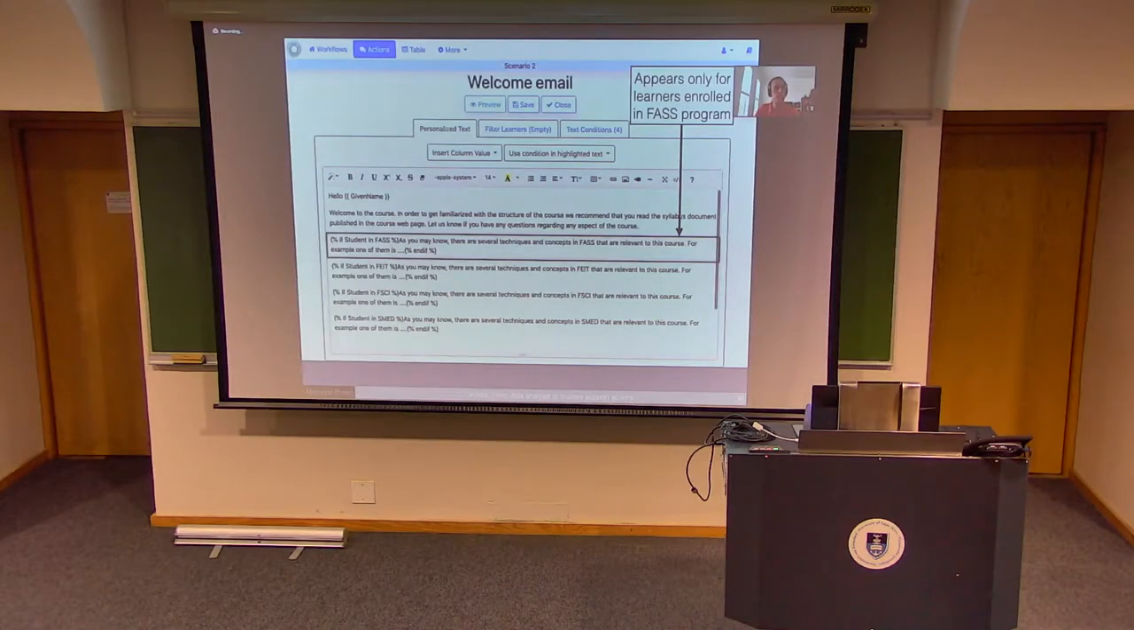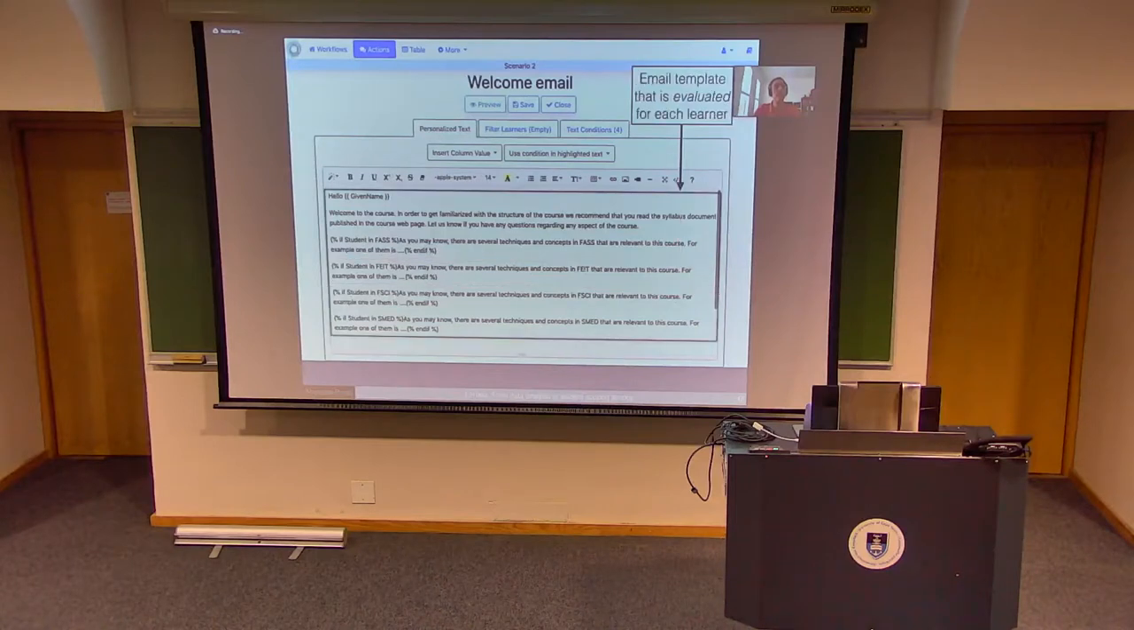You see the percentage sign that says if a student is in fast. So this is the markup, a special mark in the text that OnTask adds when you select the text and say, I'd like this text to appear based on the condition student is in fast. So as you can see, what we have here is four paragraphs. Each one of them appears depending on one of the conditions.